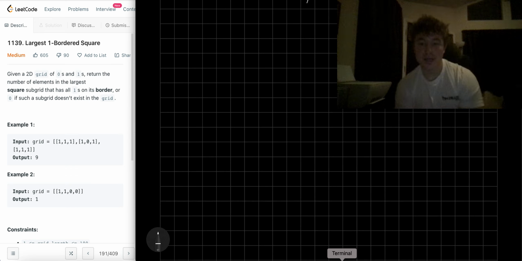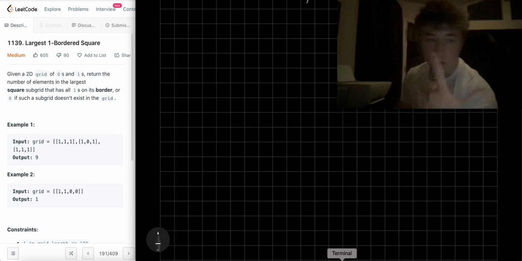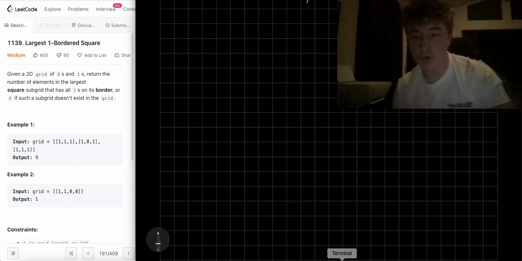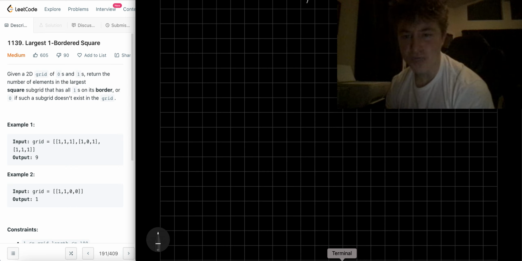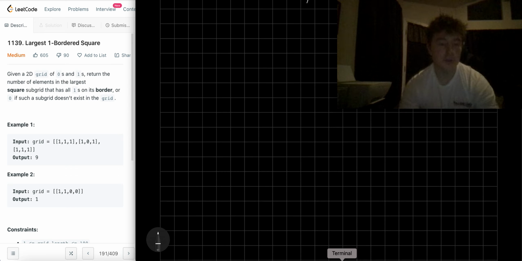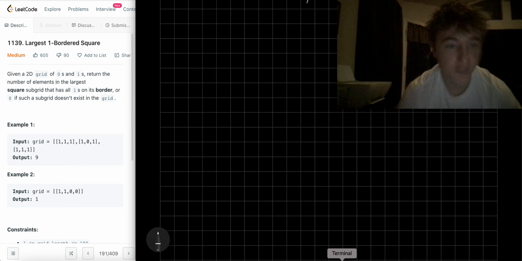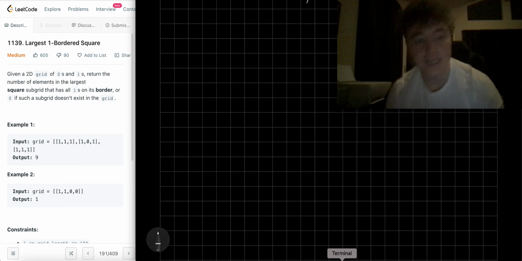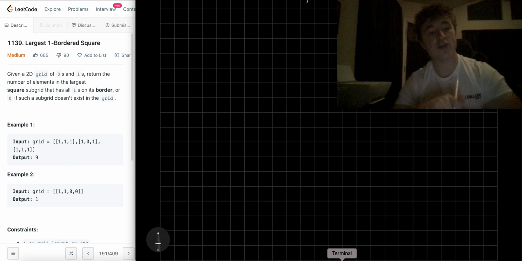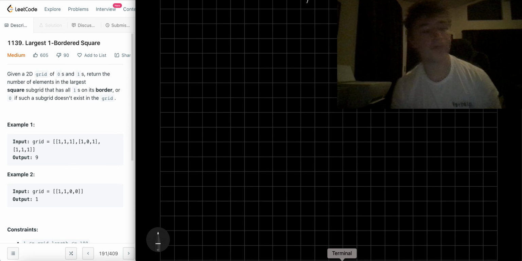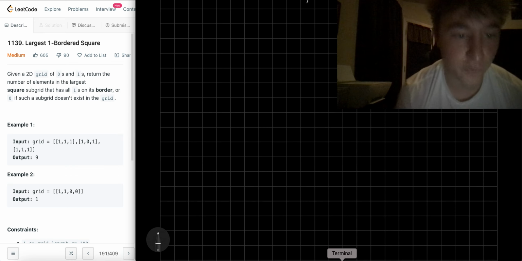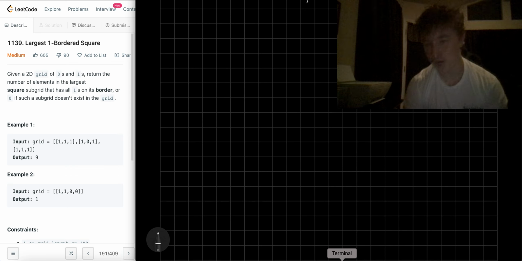Problem 1139, Largest 1-Bordered Square. Let's get right into it. You're given a 2D grid of zeros and ones. Return the number of elements in the largest square subgrid that has all ones on its border, or zero if such a subgrid does not exist in the grid.